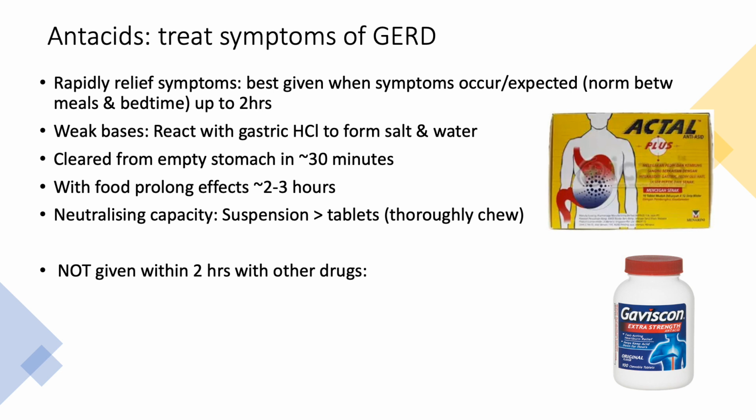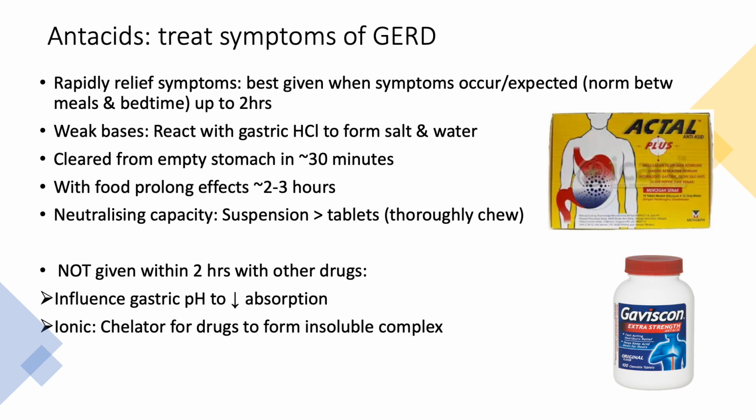So if you can remember from the Henderson-Hasselbalch equation and things like that that you learned in year 1. So yes, it influences the gastric pH, and it's also ionic in nature for the antacids. So therefore it could form chelates with other drugs, therefore form a huge insoluble complex, therefore you could not absorb the medication. So there are some more important interactions.